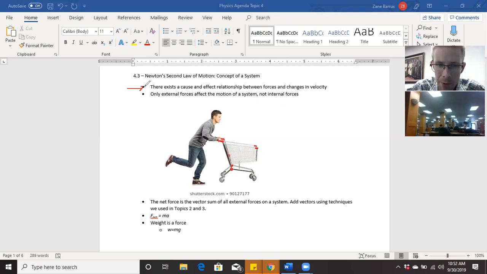Okay, so for example, if I'm this guy in the shopping cart, if I'm exerting a force on that shopping cart, that is going to change its velocity. Okay, that's not a very complicated idea. If you push on something, assuming that object moves easily enough, that object will change its velocity. Okay, so that's all Newton's second law is saying. Anytime you exert a force, it's going to change an object's velocity.